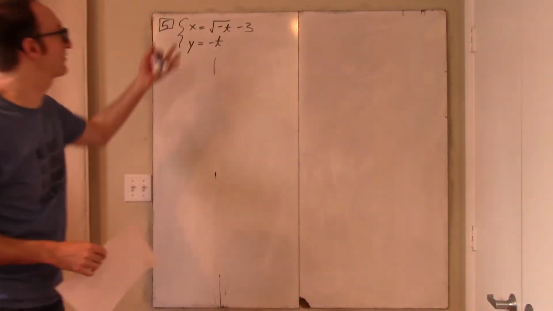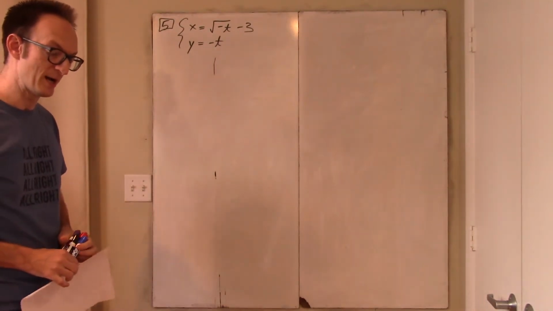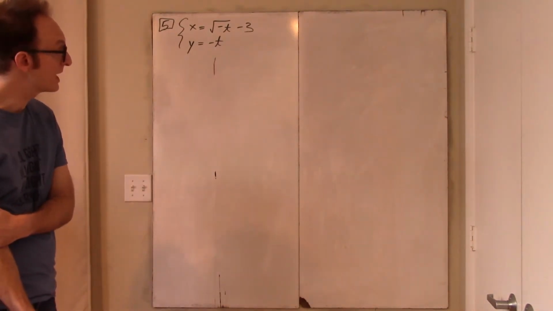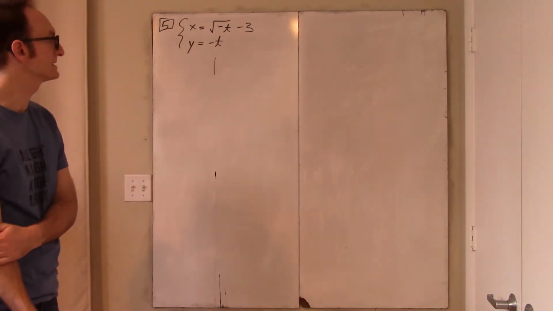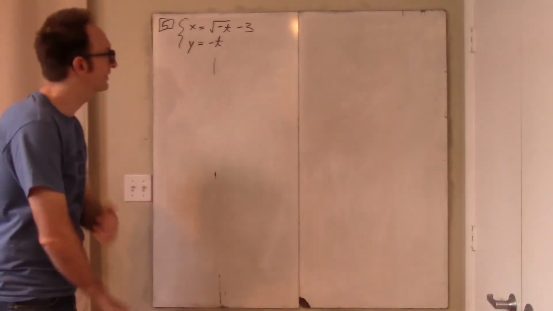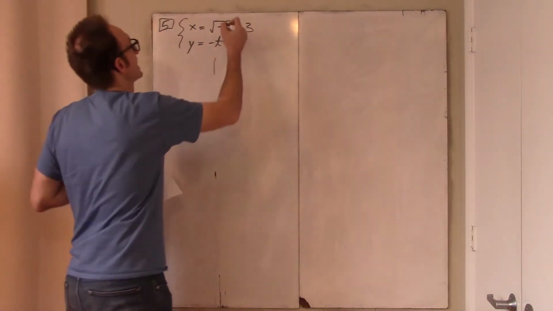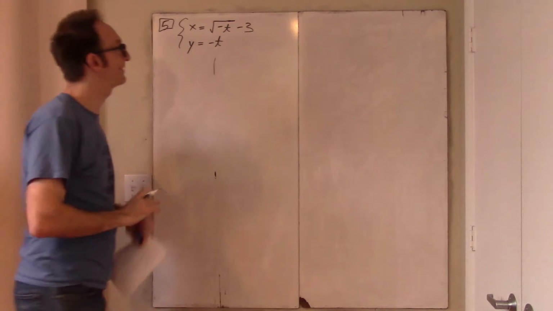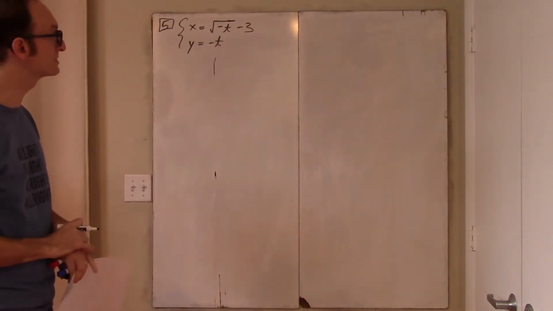So here's an example of a parametric equation. This was the next one on the handout that we didn't get to in any of the classes, at least on Thursday. And okay, we'll just go over what's going on a little bit. We have a pair of equations, x equals some stuff, y equals some stuff.